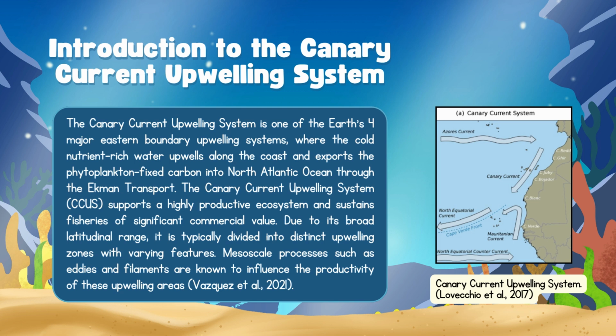Due to its broad latitudinal range, it is typically divided into distinct upwelling zones with varying features. Mesoscale processes such as eddies and filaments are known to influence the productivity of these upwelling areas. The figure shows that the Canary current flows southward between Cape Medusa and Cape Blanc along the African coast. Next to Cape Blanc, the Canary current detaches from the coast and flows offshore.